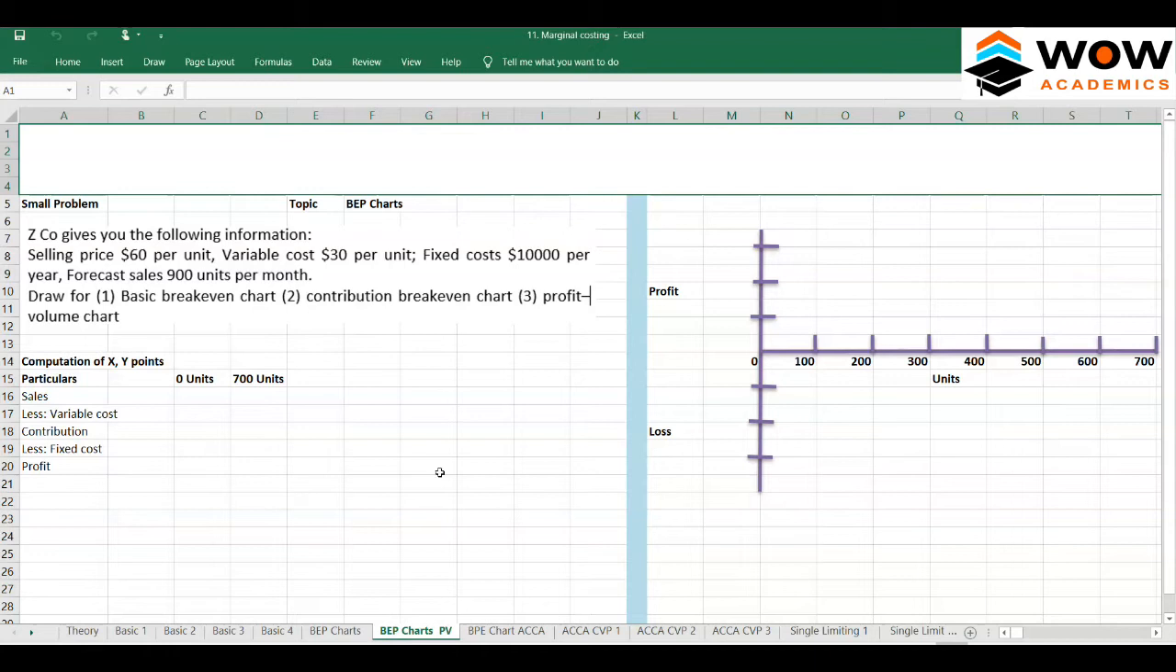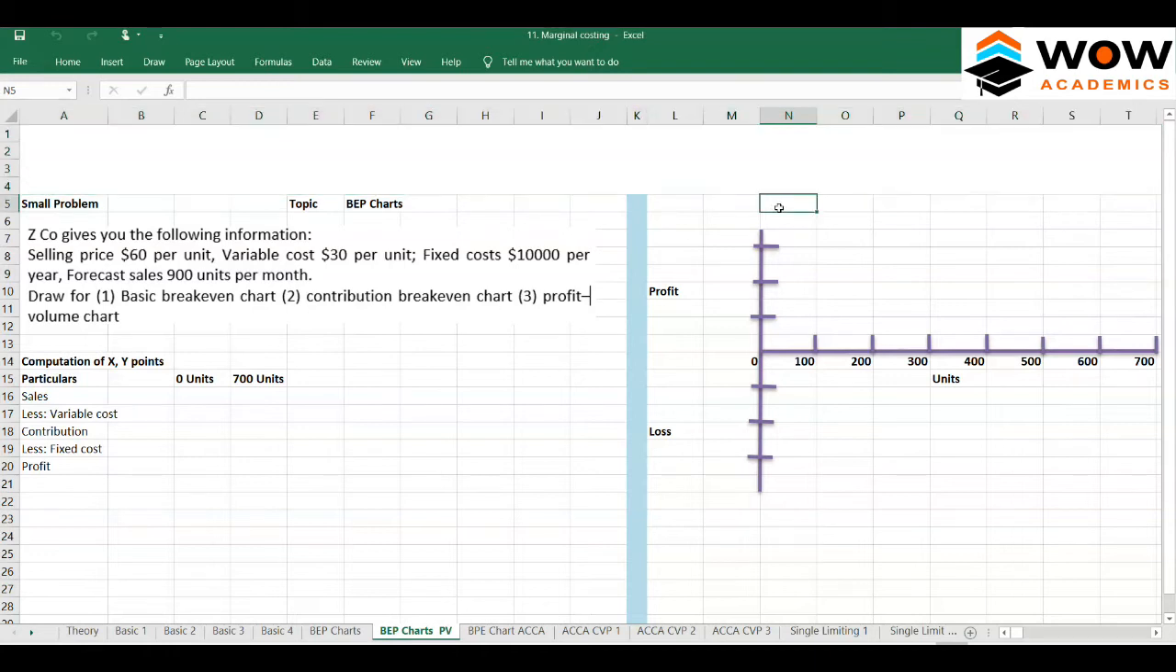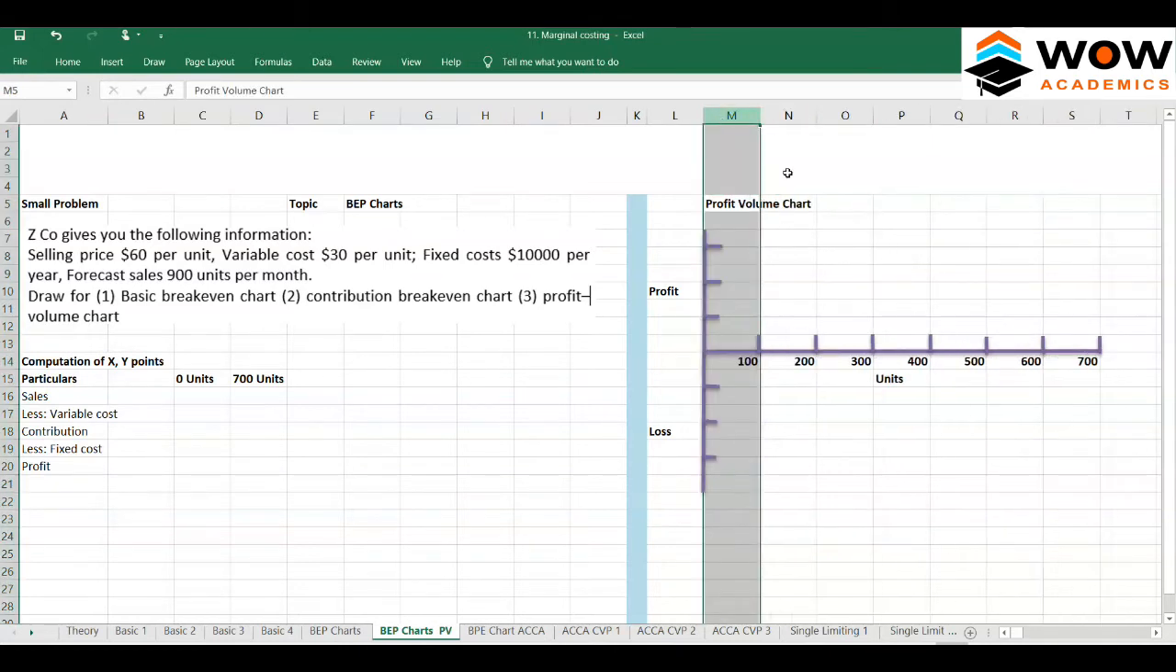And in this chart we'll be looking at the profit volume chart. So this is a profit volume chart. We'll explain how this chart is set up. There are only two lines here. On the y-axis, you have the profit and loss. So the profit and loss we have to put it here.